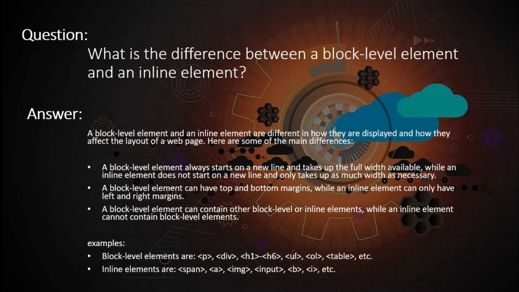What is the difference between a block-level element and an inline element? A block-level element and an inline element are different in how they are displayed and how they affect the layout of a web page. Here are some of the main differences. A block-level element always starts on a new line and takes up the full width available, while an inline element does not start on a new line and only takes up as much width as necessary. A block-level element can have top and bottom margins, while an inline element can only have left and right margins. A block-level element can contain other block-level or inline elements, while an inline element cannot contain block-level elements.